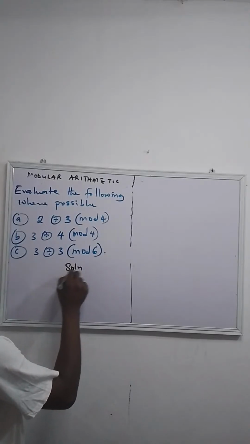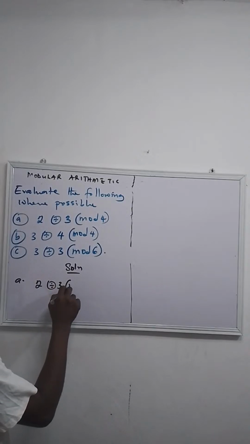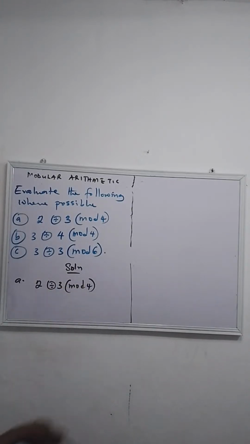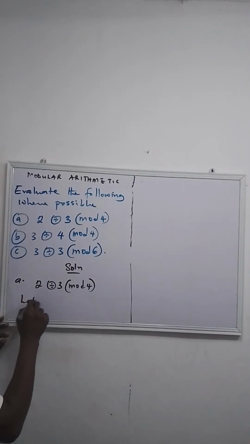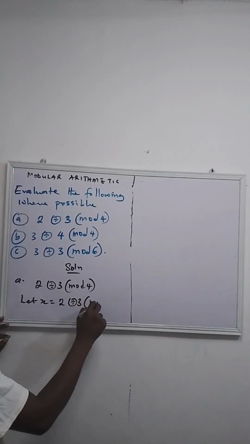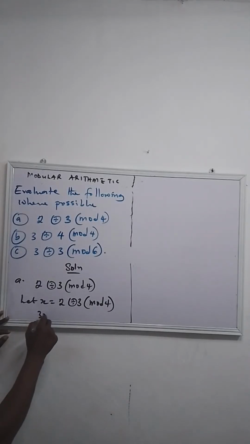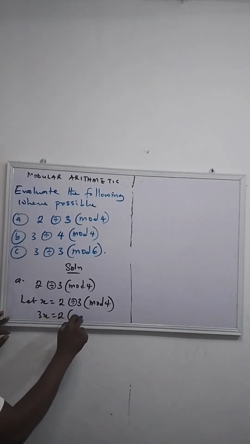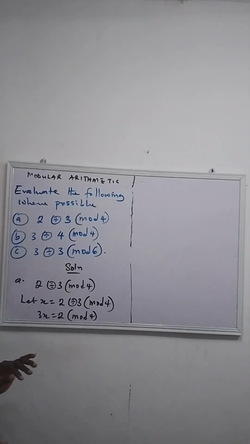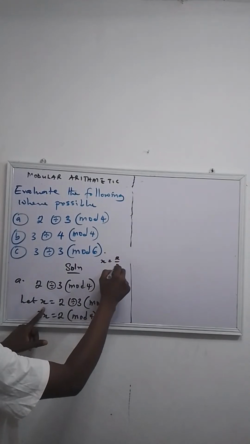So let's look at the first one. We are given 2 divided by 3 in mod 4. Right. So now to do division, we are just going to make an assumption. You start by saying let x be equal to 2 divided by 3 in mod 4. Okay, so if you have this, that implies that 3x equals 2 in mod 4. I hope you understand that. This is the same thing as just writing x equals 2 over 3.